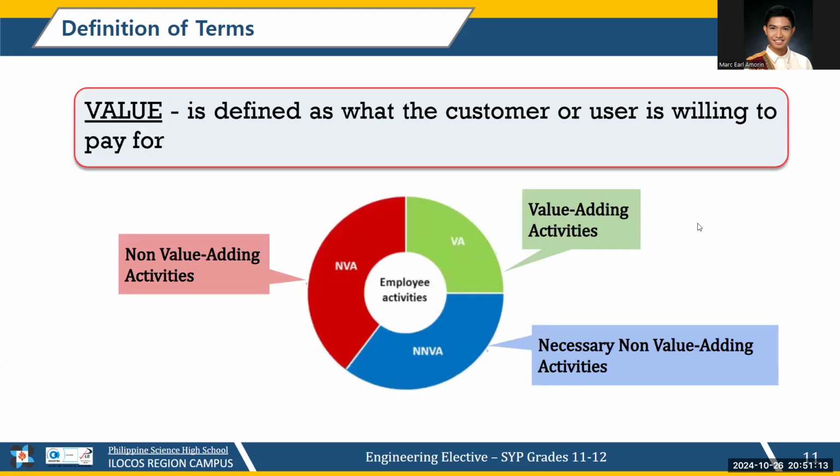But before that, let us define what value is. Value is what the customer or user is willing to pay for. So with this definition, we can say that value-adding activities are important because these are the activities that the customer is willing to pay for, whereas the non-value adding or NVA and the necessary non-value adding or NNVA, these are the opposites of value adding activities.